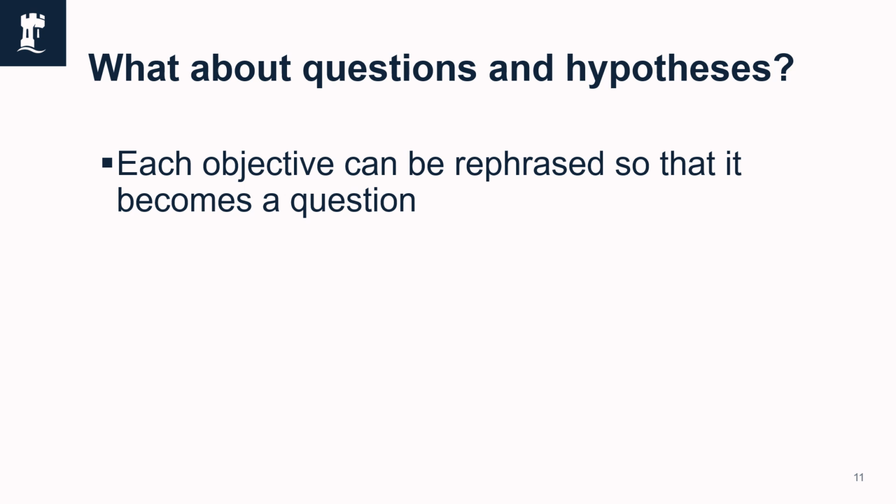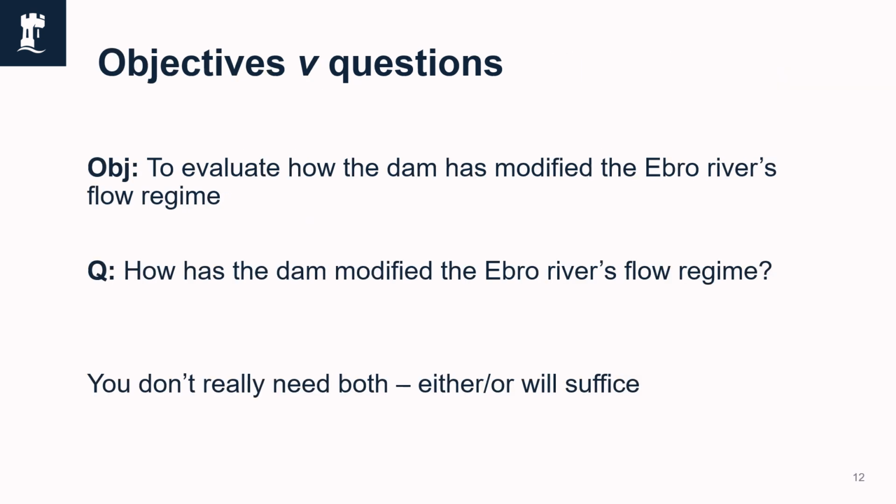So that's all I wanted to say about aims and objectives. But what about these things that we refer to as research questions and hypotheses? Well, there are a couple of different ways that we can look at this. And the first is by recognizing that actually each objective can be rephrased such that it becomes a question. So each objective can be turned into a question.